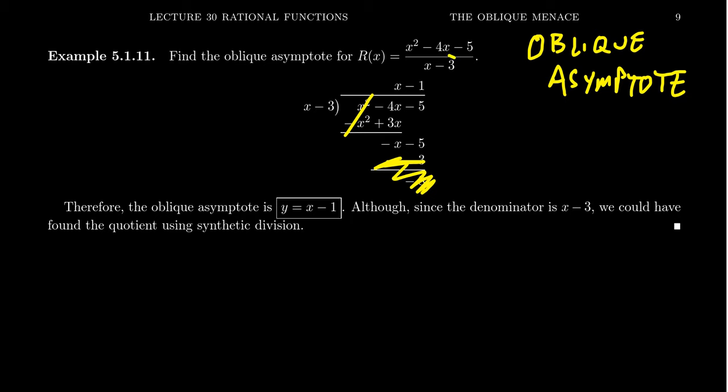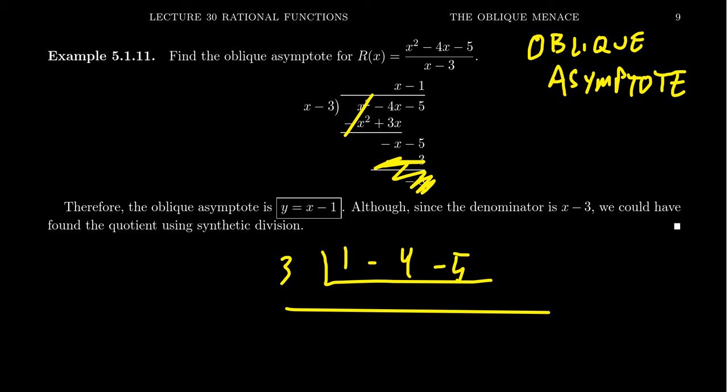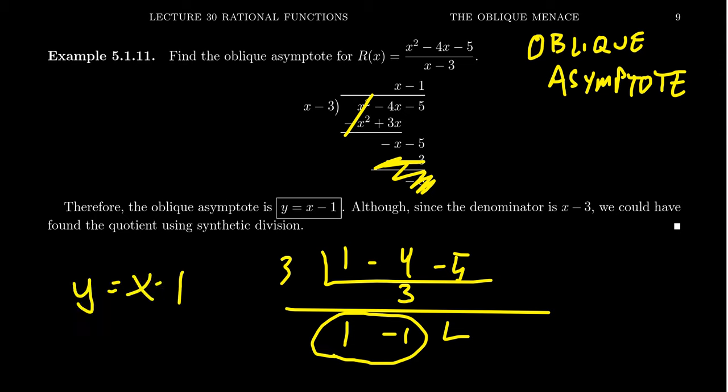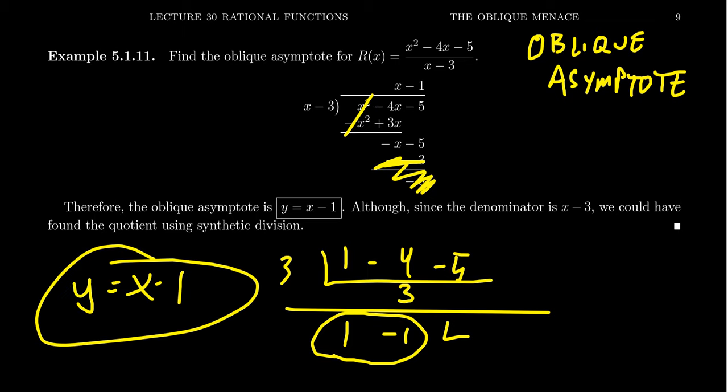Now, because the denominator was x minus 3, you actually could have found this using synthetic division if you wanted to, which can be a little bit faster. Bring down the 1. 1 times 3 is 3. Minus 4 is negative 1. You could keep on going, but honestly, I don't care, because this gave us the information we need right here. The oblique asymptote is y equals x minus 1. We don't need the remainder to find an oblique asymptote. We just need the quotient. So the oblique asymptote would be y equals x minus 1.